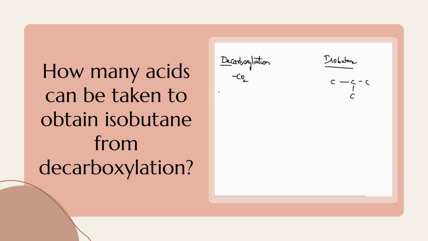The acids that we consider should contain 5 carbons, because on removal of one CO2, we will be getting the compound with one carbon less. So 5 carbons minus 1 carbon, we get 4 carbons out of it. So what kind of acids we can take here? We can consider one acid which is this type. What kind of arrangement is this? Similar to isobutane, which is isopentanoic acid.